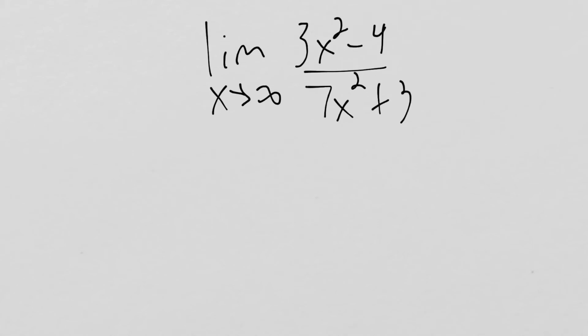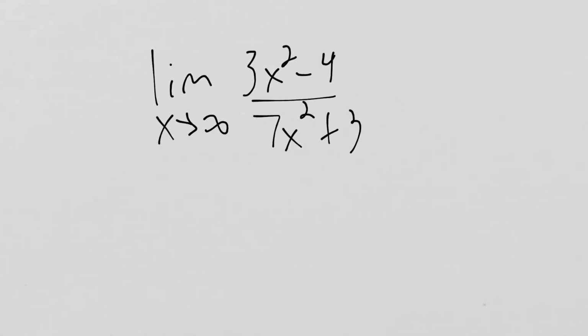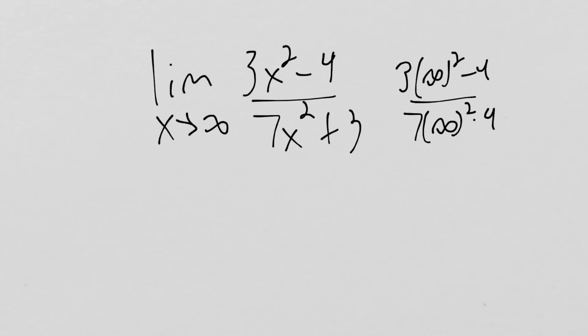So let's try this one. If I were to quote-unquote plug in infinity, I'm going to get 3 times infinity squared minus 4 over 7 times infinity squared minus 4, which is just going to be infinity over infinity, right? Impossible to calculate. So L'Hopital's rule is going to come into play here.